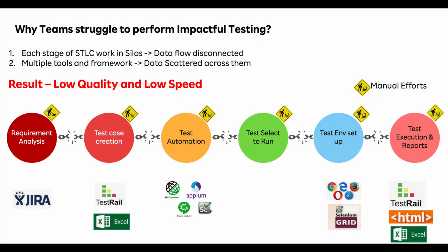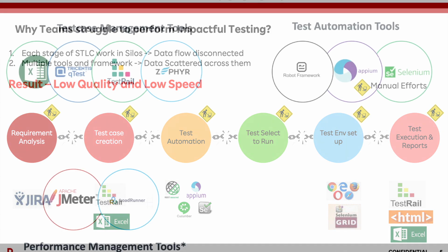In software development, the software testing lifecycle is a structured process that ensures the quality of a software product. It consists of stages such as requirement analysis, test case creation, test automation, test runs, test environment setup, test execution, and report generation. Each stage plays a vital role in validating the software's functionality and reliability.